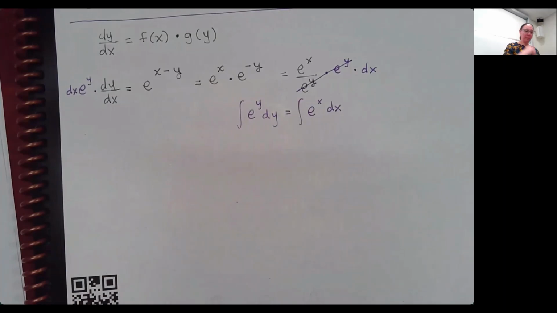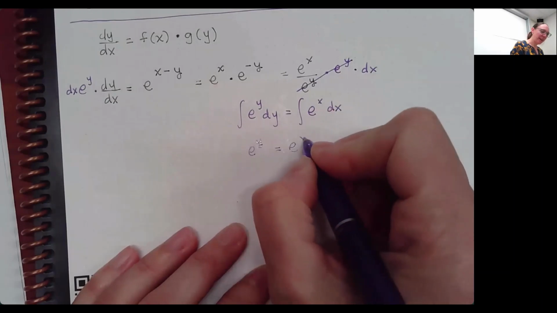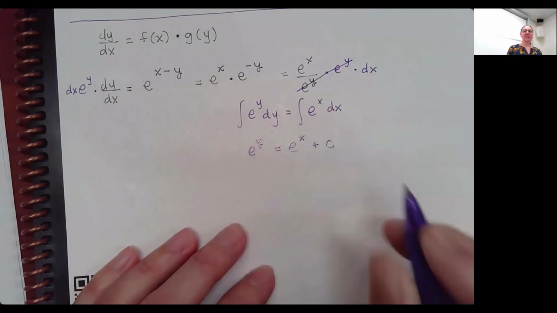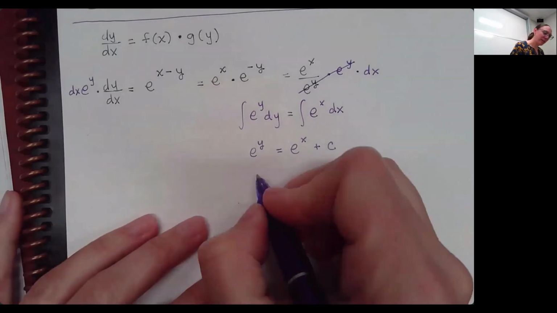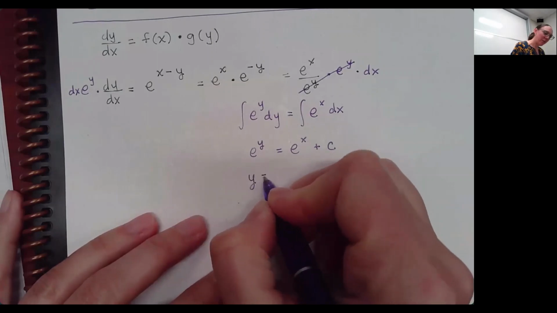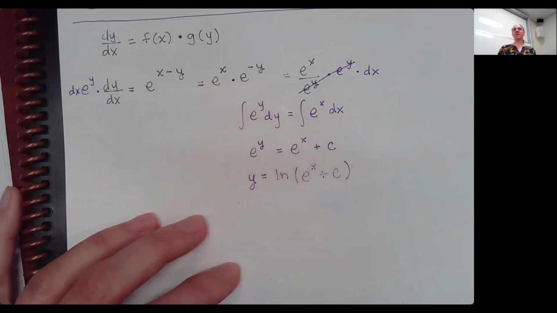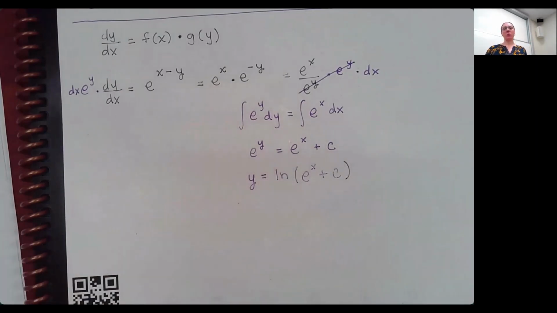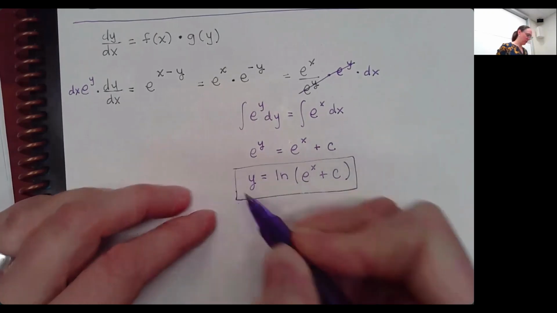Integrating both sides this time. Pretty straightforward. E to the y is equal to e to the x plus a constant. Do be careful. If I am trying to solve this to make it say y equals, what do I need to do to both sides? And when I take the natural log of both sides, this side's going to clean up and this side is not because of that plus c. We don't have a log rule for addition inside of logs. That's just what my final answer looks like.